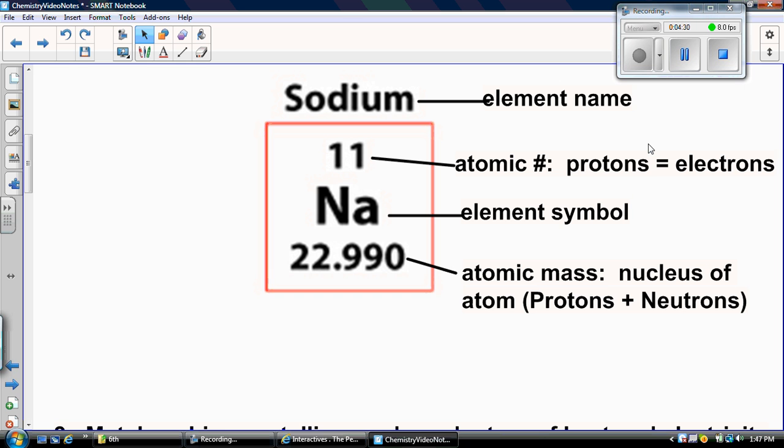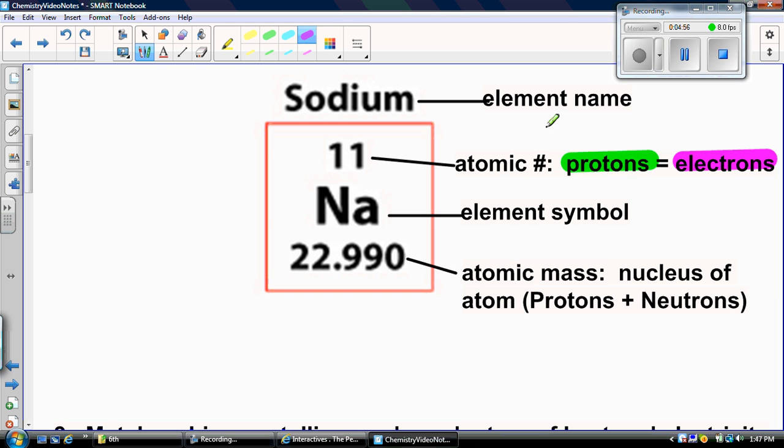Now, the number of electrons will not determine the atom because the number of electrons can change. So that's a pretty important concept. The number of protons never changes, but the number of electrons can change. And they will change when elements start to bond. So that's why we do not define an atom by number of electrons. We define them by the number of protons.